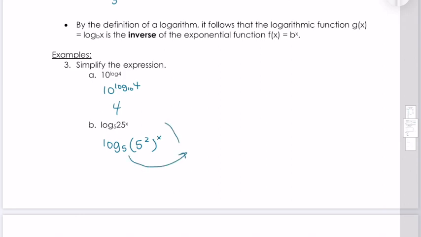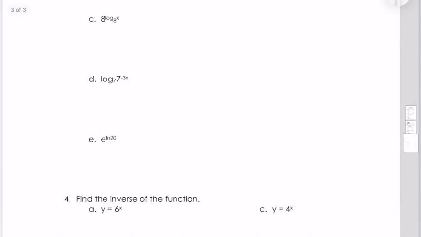Alright, this next one, I rewrote 25 as 5 squared. And I know 5 to the power of what equals 5 squared, and that would be 2, and then I have that x hanging out, so it's going to be 2x. Alright, this next one, I have the same base, so it's just x. So 8 to the log base 8 of x is x. Now 7 to the negative 3x is going to give me 7 to the negative 3x. And then the next one, e to the log base e of 20 is just going to be 20.